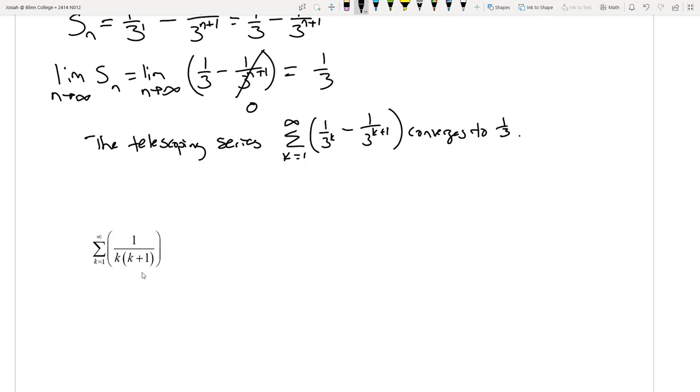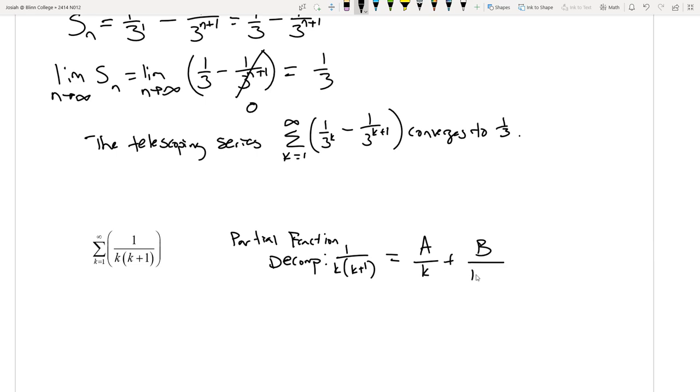It's not really in the form of a telescoping series because we have a fraction that needs to be broken up. The way that we break up fractions, remember, is partial fraction decomposition. So we've got 1 over k times k plus 1. These are both simple linear factors, and so we can write each of them with just a constant over top. We clear our denominators by multiplying by this guy here. We get a times k plus 1 plus b times k.